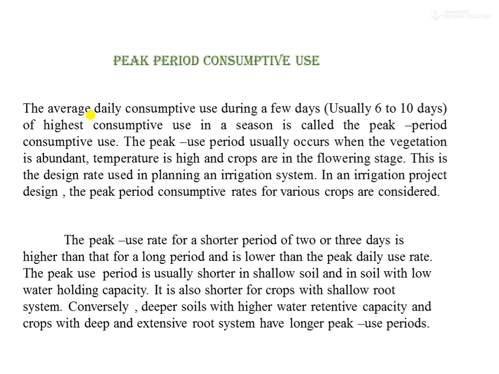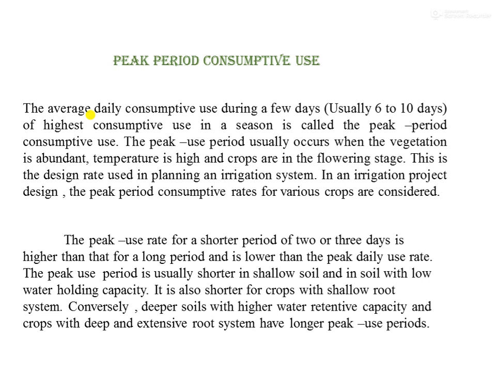Then peak period consumptive use. The average daily consumptive use during a few days, usually 6 to 10 days, of highest consumptive use in a season is called the peak period consumptive use. The peak use period usually occurs when the vegetation is abundant, temperature is high and crops are in the flowering stage. This is the design rate used in planning an irrigation system.